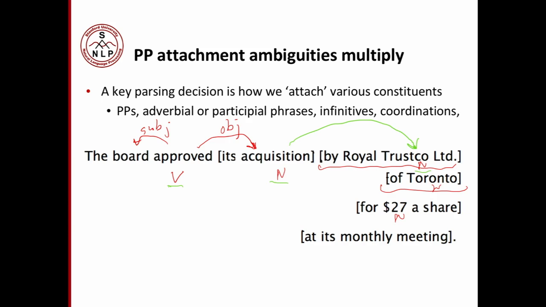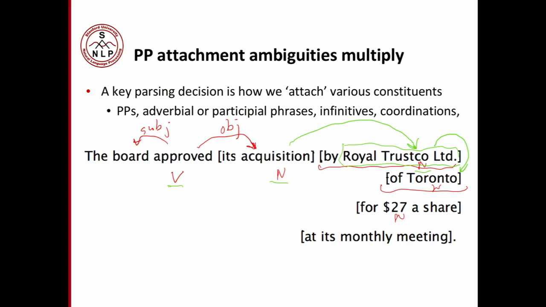Acquisition of Toronto? No, I think that's the wrong answer. Is there another guess for what of Toronto is modifying? Royal Trust Co, right. So it's Royal Trust Co Limited of Toronto. So this of Toronto is a dependent of Royal Trust Co Limited. And Royal Trust Co Limited, that's again a noun phrase, so it can also have modifiers by prepositional phrase.